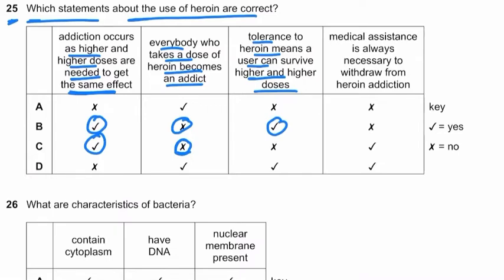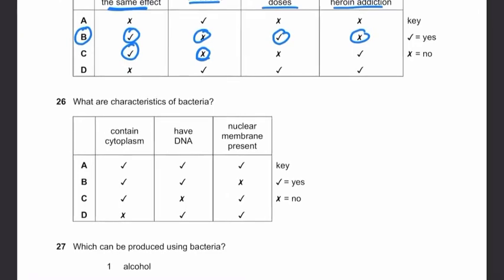Medical assistance is always necessary to withdraw from the heroin addiction. No, not necessary. Many people have withdrawn from heroin without the medical assistance. Medical assistance is required, but it is not always necessary. The answer is B. Let's move on to MCQ number 26.